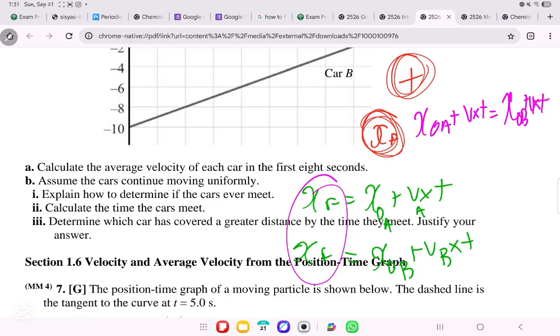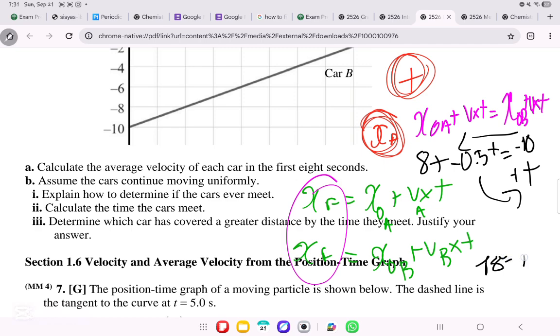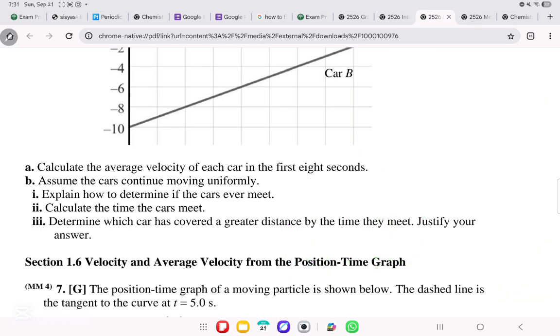So for A, x initial is 8 plus its velocity, which is minus 0.5 times the time. So minus 0.5 t is equal to x initial of B, which is minus 10, plus 1 times t, which is t. So move this to this side, move this to that side. You will get now that 18 is equal to 1.5 t, and then t is equal to what? It's equal to 12 seconds.